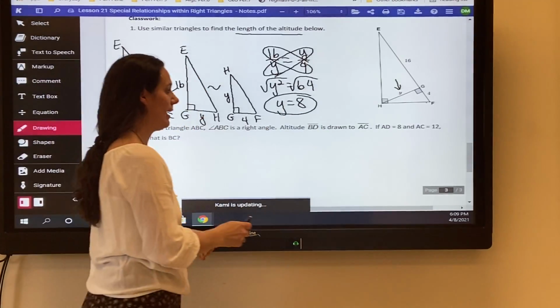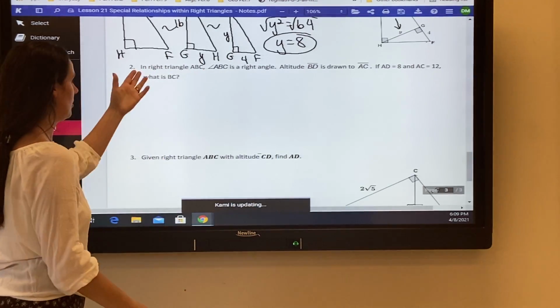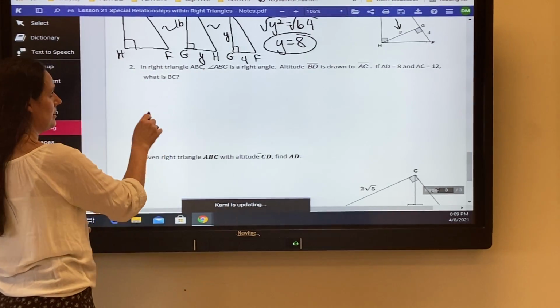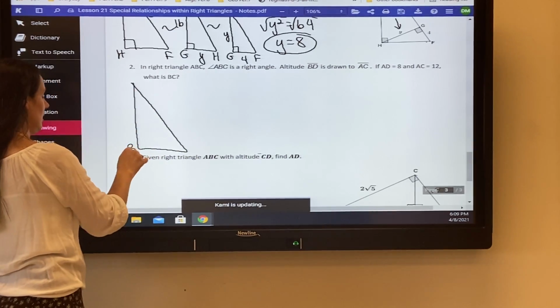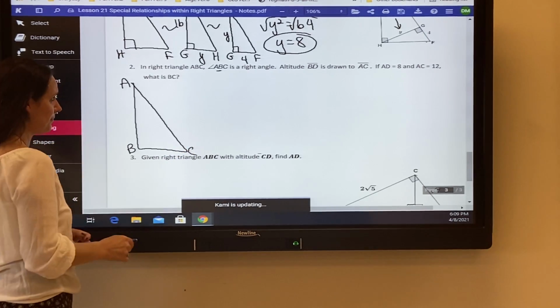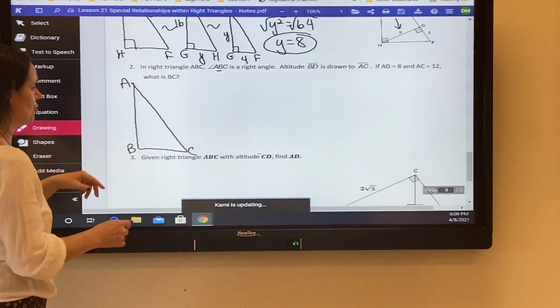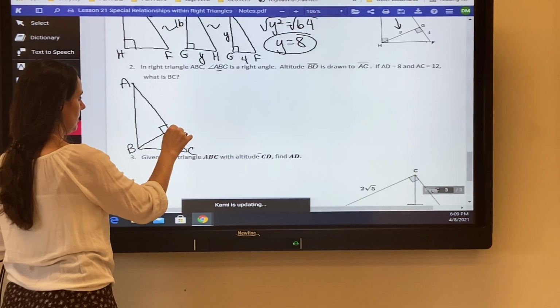Okay, so let's try it again. But this time we have to draw our own diagram. So it says you've got right triangle ABC with ABC being a right angle. So that means we're going to make sure that B is at the vertex for the right angle. And I'll just put my A and a C there. So altitude BD is drawn to AC. So an altitude means I make a right angle. And then that's going to be a D, right?